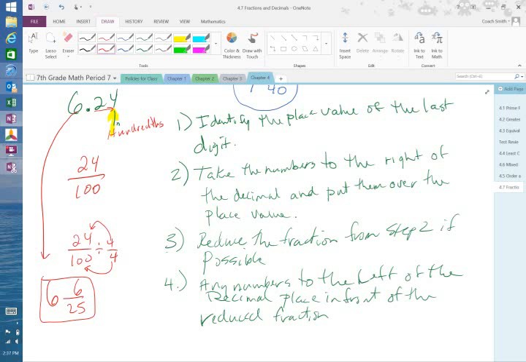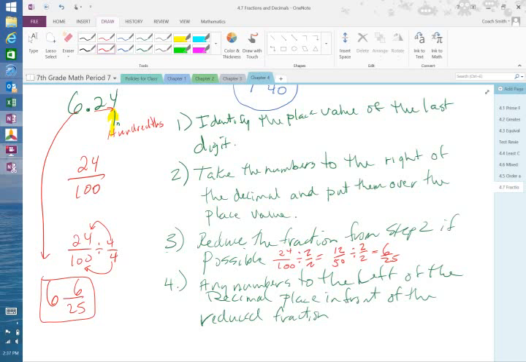Instead of reducing it by 2 and then reducing it by 2 again, I just reduced it by 4. You should have done it twice, because the first time you divide by 2, you get 12 over 50, and 12 over 50 still has a common factor of 2. So 24 over 100 divided by 2 over 2 is 12 over 50. 12 over 50 I can reduce by 2 over 2, which gives me 6 over 25. That's where we got that.